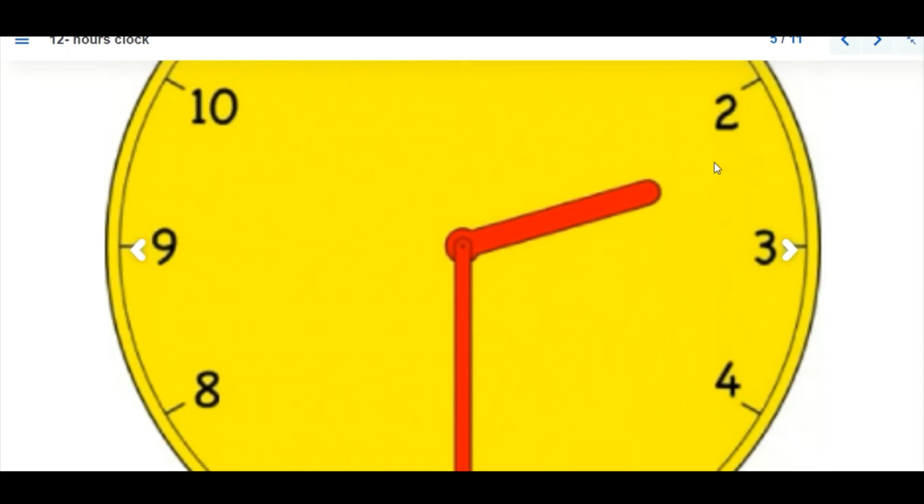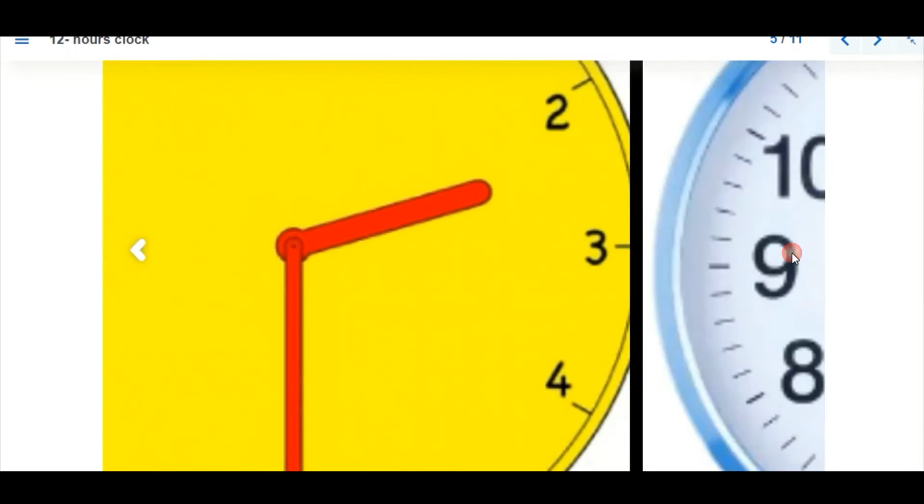The short hand is between 2 and 3, while the long hand is on 6. So we can say that this time says 2:30 p.m. From 1 to 2, we have 5 minutes. From 2 to 3, we have 5 minutes. From 3 to 4, we have 5 minutes. From 4 to 5, we read like that. By the time we add it up, it gives us 30 minutes. So we have 2:30 p.m.